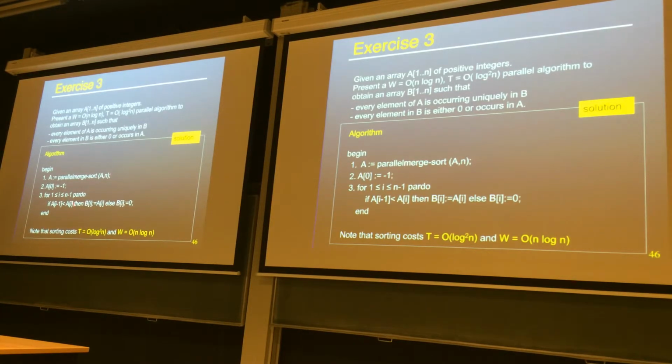Now, the costs are clearly dominated by this parallel merge sort, and that means that T is log² n and W is n log n. Of course, there are several ways of doing this, but this is a particular variation that will cost you less time.